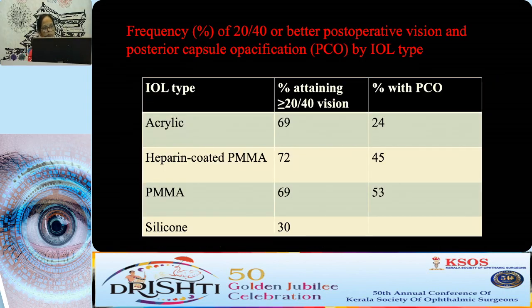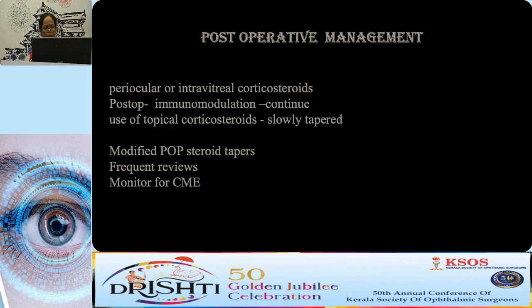So this is 20/40 vision or better postoperative vision and posterior capsular opacification according to the type of lens. PMMA followed by acrylic is better in vision. For postoperative management, periocular or intravitreal corticosteroids can be given, and postoperative immunomodulation should be continued.